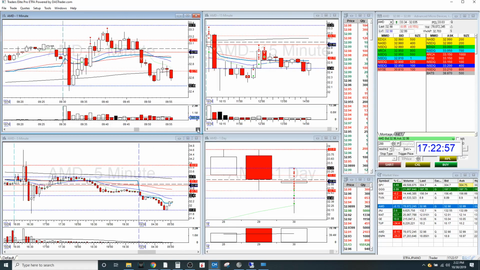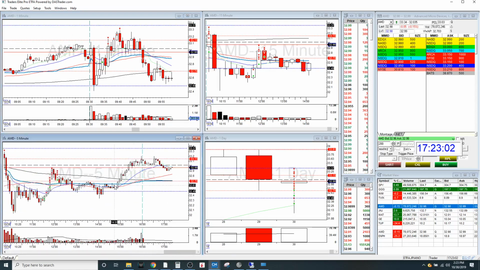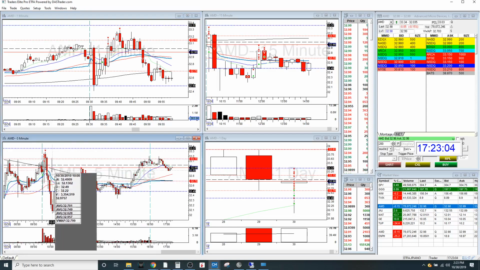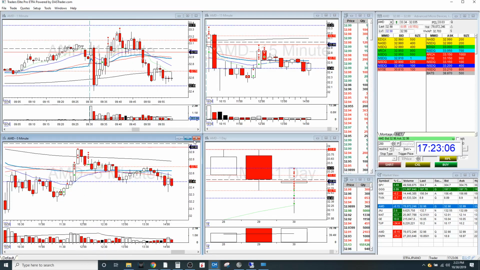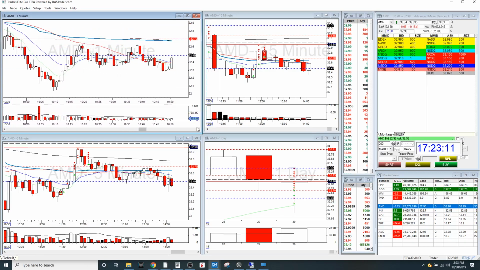The next trade I took was also on AMD, but this one was a reversal play. As you can see, I'm working on reversals here, trying to add that to my playbook. So bear with me here as I pull this up.